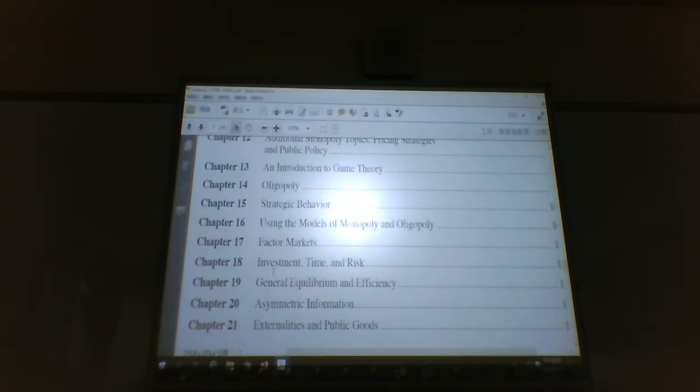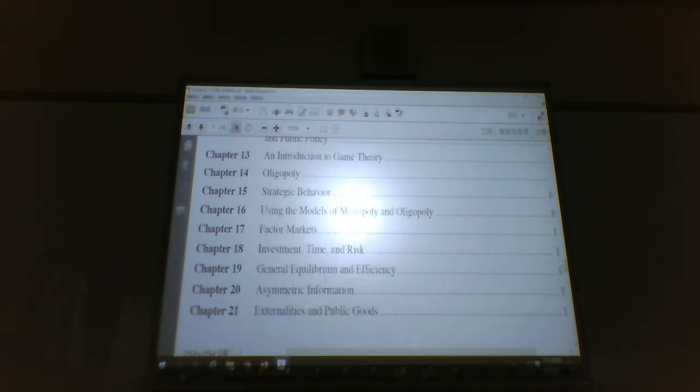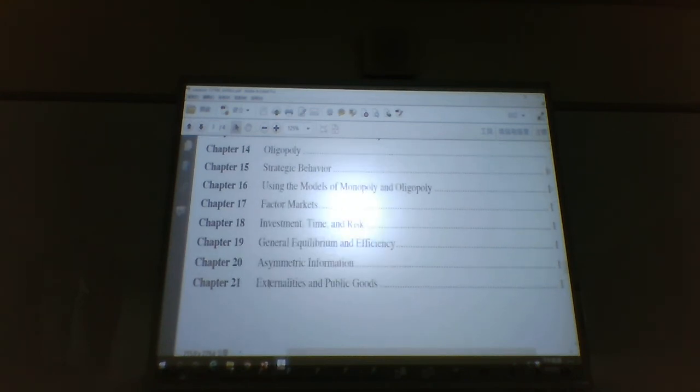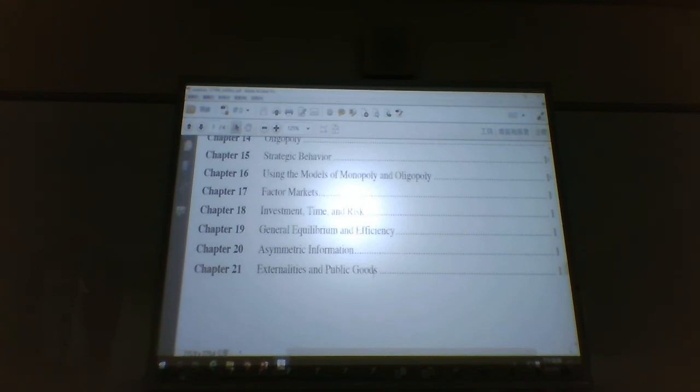Chapter 18 is about investment, time and risk. We will talk about, as I said, the intertemporal model, okay, but for investment, this is about time or risk, so it's not that easy. And general equilibrium and efficiency, asymmetric information, I don't think we can cover them in this course, okay? And chapter 21 is about externalities and public goods. This part, we will briefly discuss some of the issues, but we won't discuss in detail.